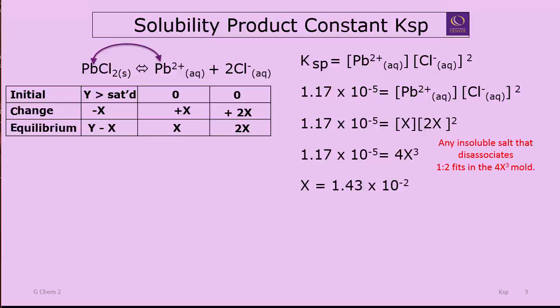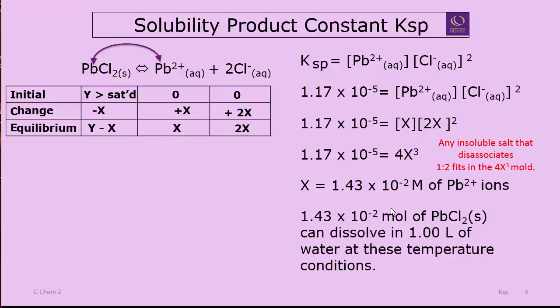The units on that are in molarity, right? Once again, because it's 1-to-1 back with the original lead 2 chloride salt, that is actually the solubility of the lead 2 chloride. So you can basically say, 1.43 times 10 to the minus 2 moles of lead 2 chloride can dissolve in a liter of water at these temperature conditions. And that's a lock. At those temperature conditions, that'll always dissolve only that much lead 2 chloride.